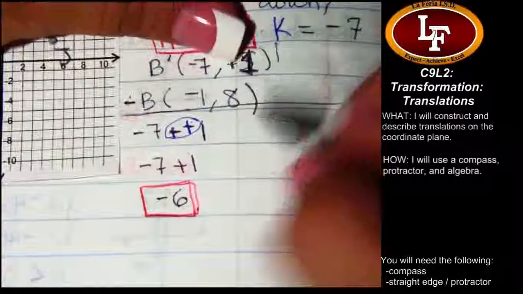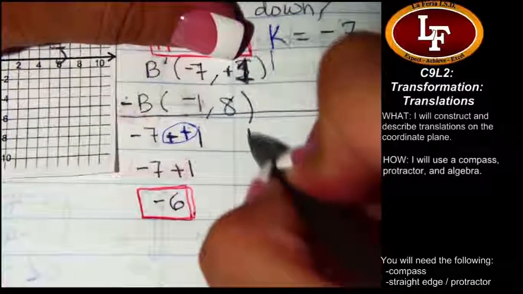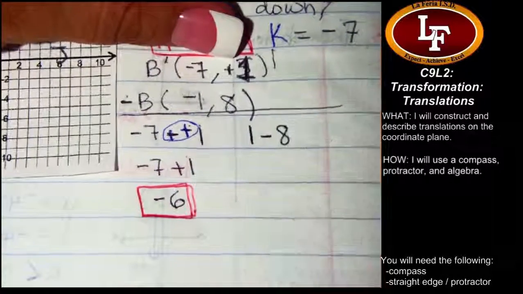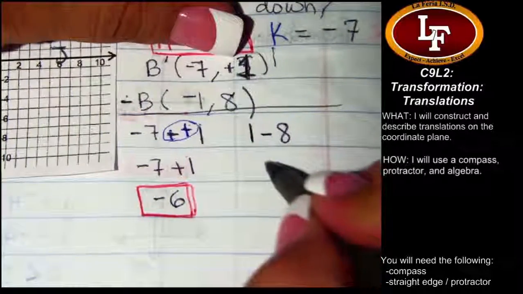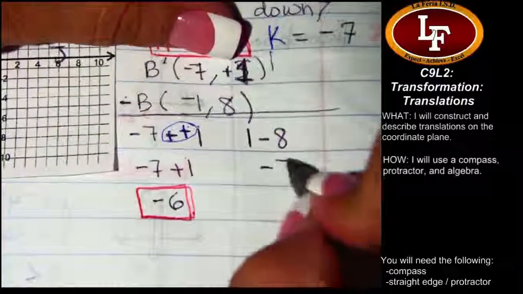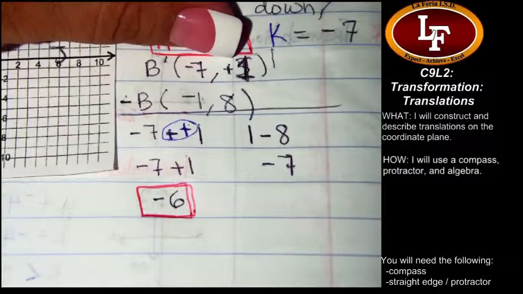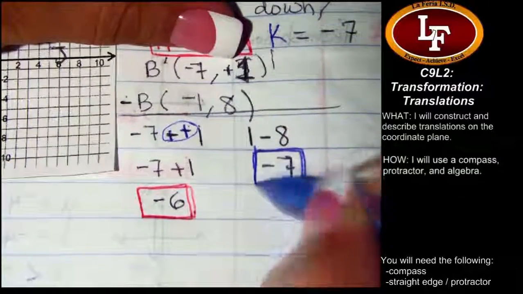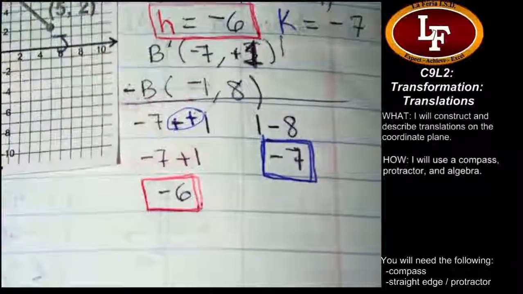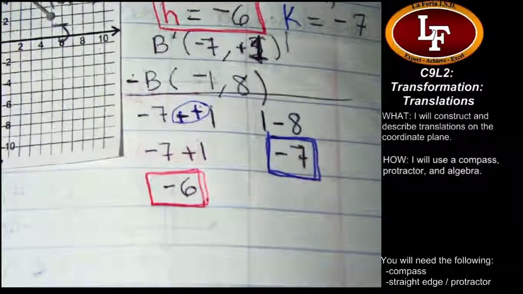All right, let's do the same thing with K. We have 1 minus 8. 1 minus 8 is -7. What is our K value? -7. Do you see it? Yes.